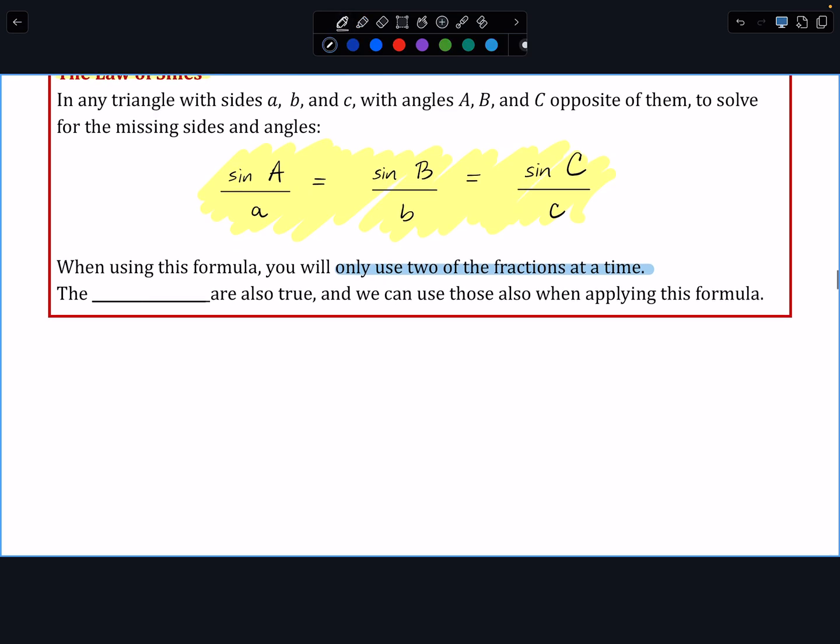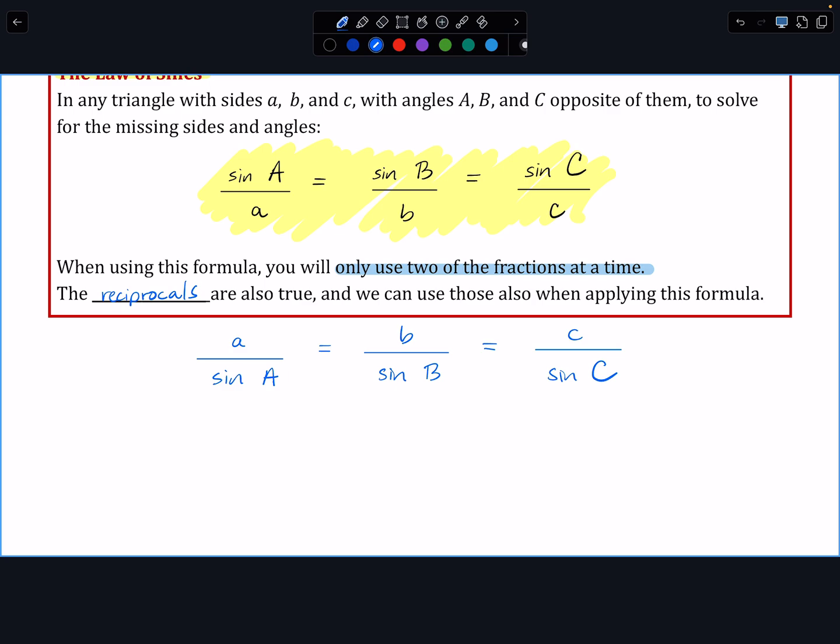And then what's cool about this is the reciprocals are also true. So that means that, and you guys will see this when we do the problems, sometimes it's easier to write it this way. Little a over sine A is equal to little b over sine B, which is equal to little c over sine C.